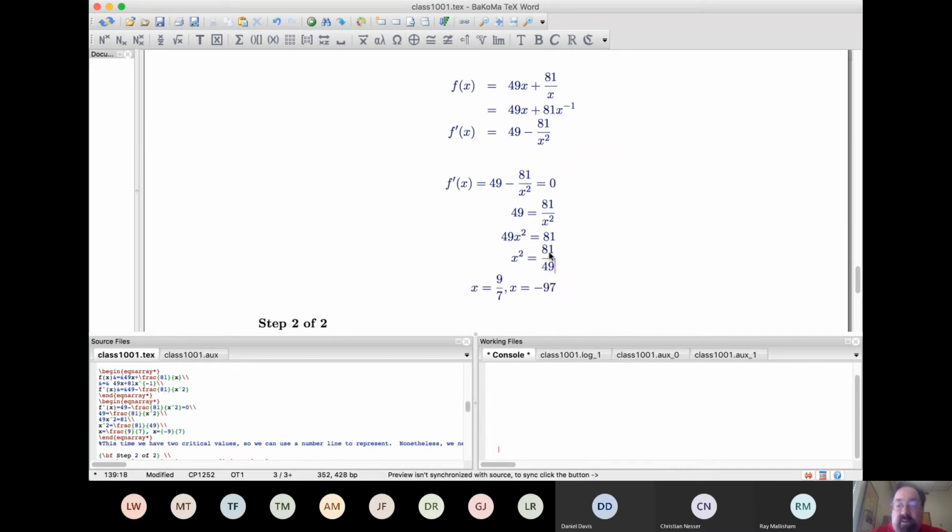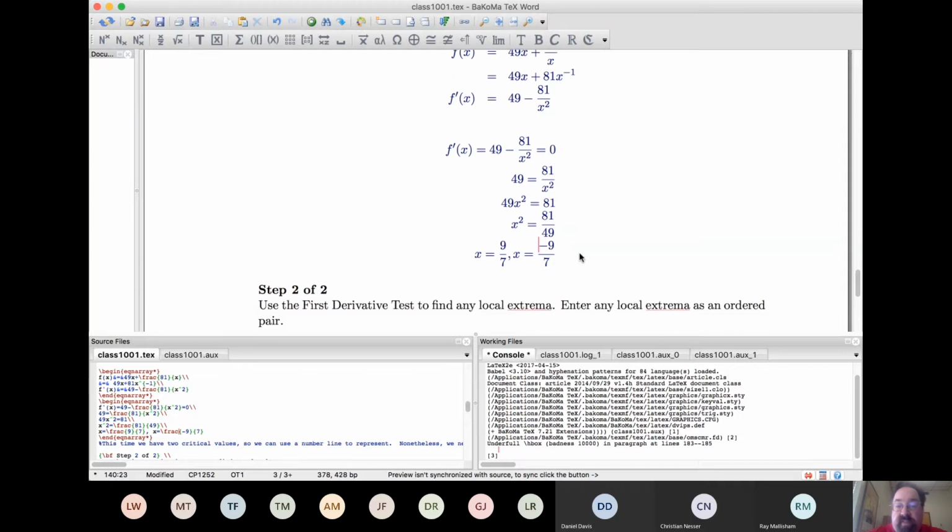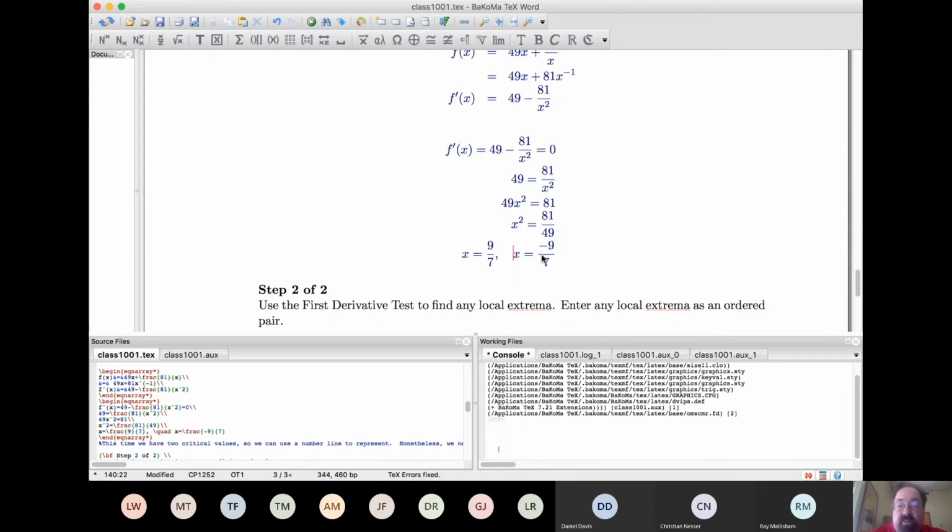So then we take the square root of this, and for a problem like this, we're taking a square root. Do not forget to take both the positive and negative square root. So we actually have two critical values here.